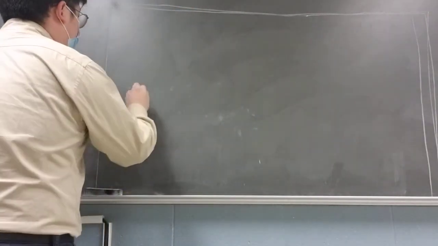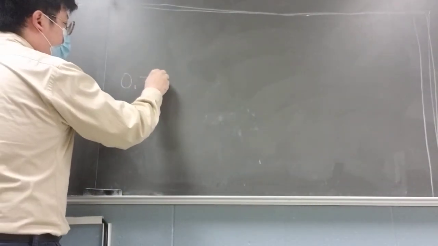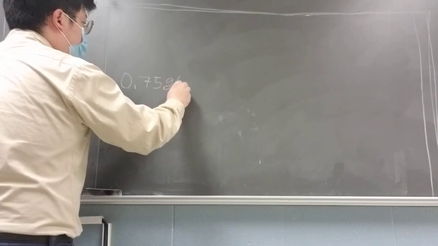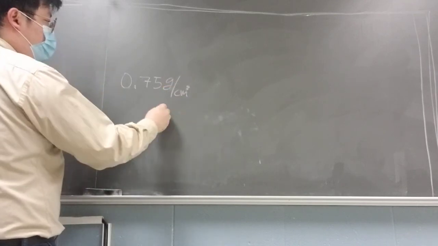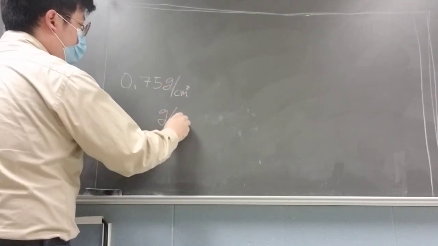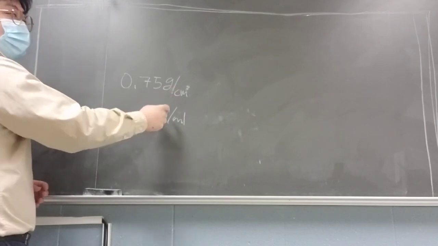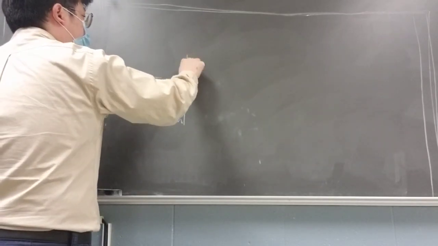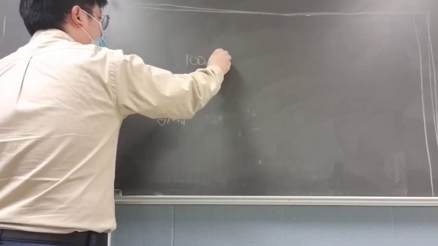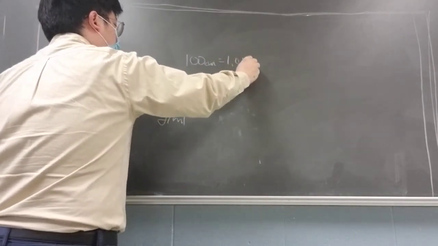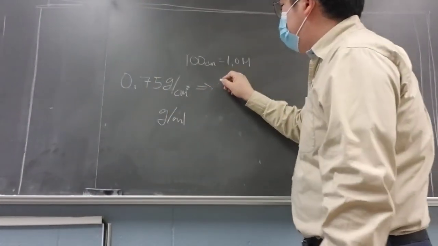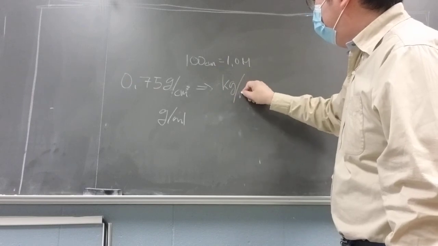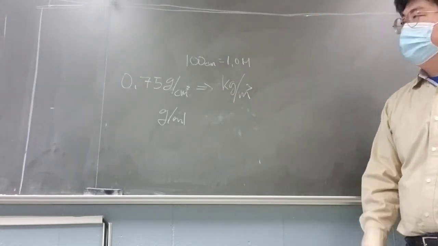can you guys do 0.75 grams per centimeter? Sometimes I will give you on the exam gram per mil. Just remember though, it's the same thing, okay? So same. And I want to switch to now kilogram per meter. Okay.